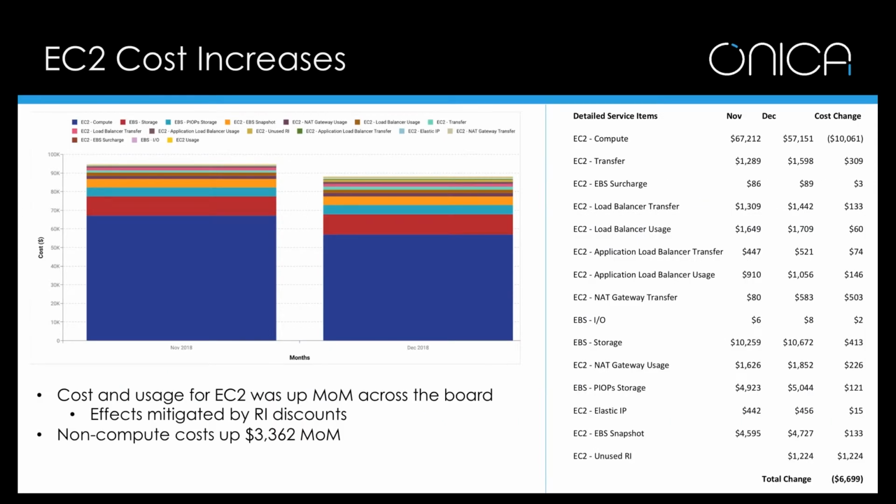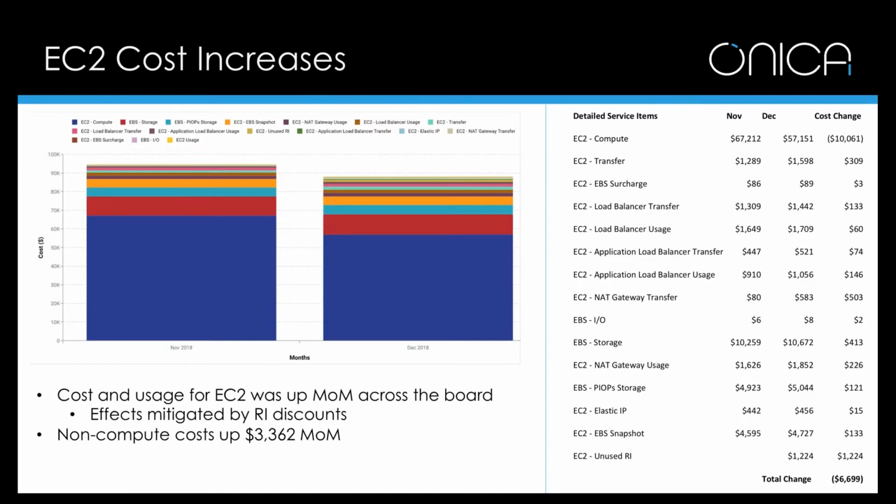Moving on to the EC2 front, we also noticed just general cost increases here. So cost and usage for EC2, we can tell that EC2 costs actually increased month over month. We can see that the non-running hours portions of EC2, so transfer charges, storage costs like EBS and other costs, all increased by about $3,300 month over month, plus actual increases in running hours.